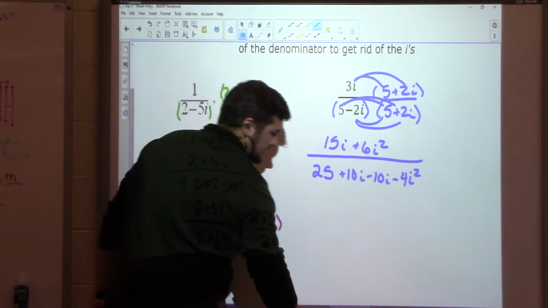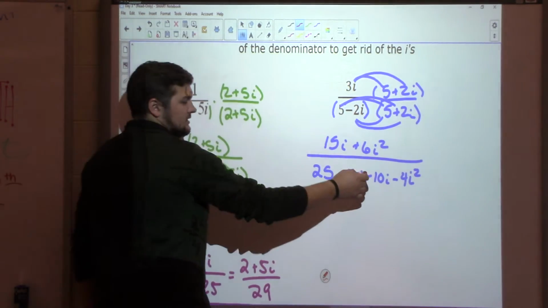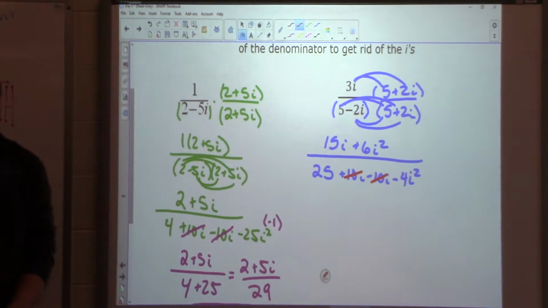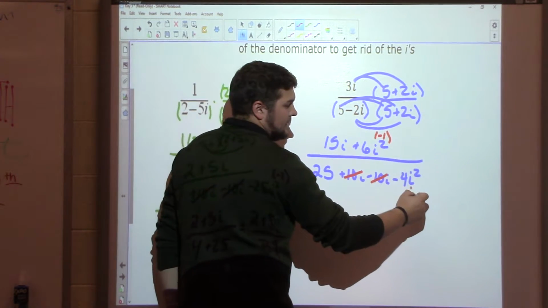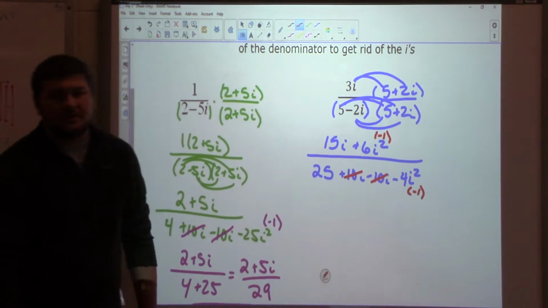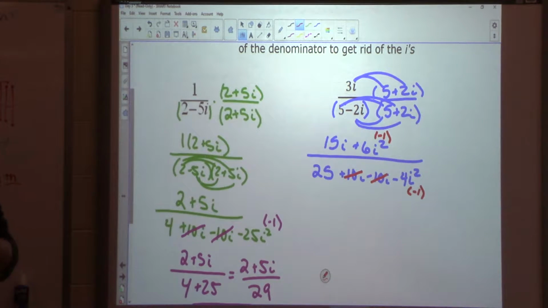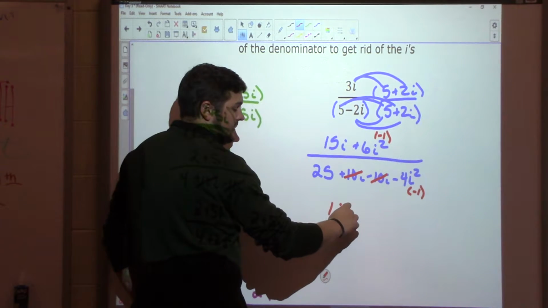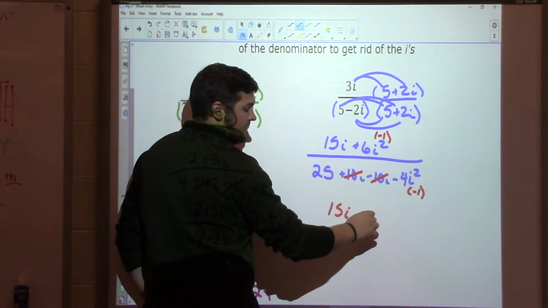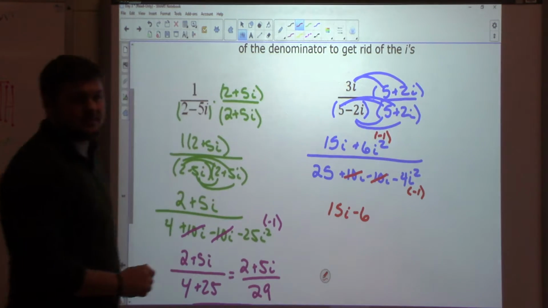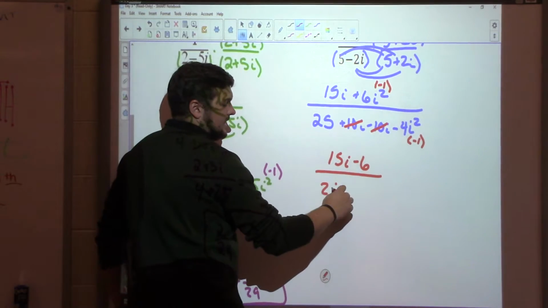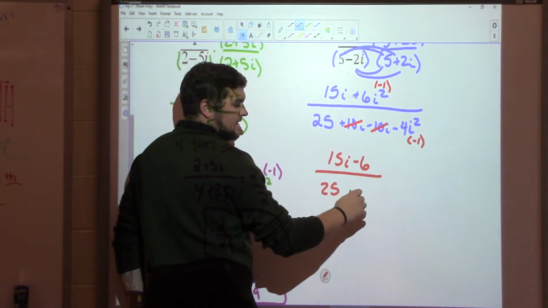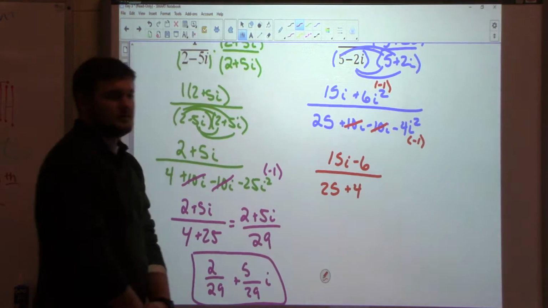When I combine like terms, 10i and negative 10i cancel. I change all of my i squareds, one in the numerator and one in the denominator, to a negative 1. I'm not going to write that step out, just to save some time. I get 15i, and 6 times negative 1 gives me negative 6, so 15i minus 6 over 25. Negative 4 times negative 1 is positive 4.